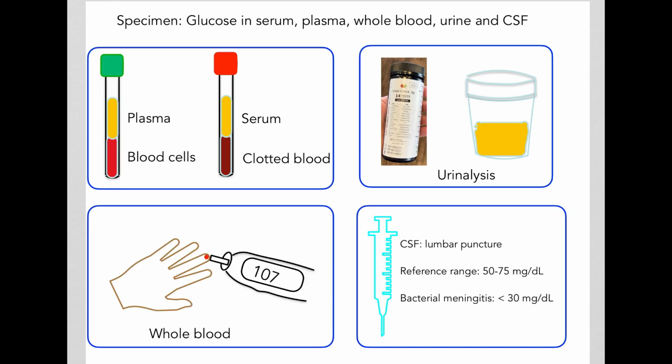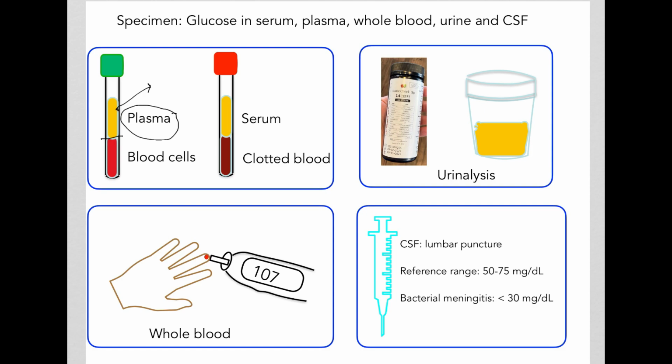A few words about blood glucose analysis. Glucose is measured sometimes in the plasma. In this case, the blood is collected and then simply centrifuged. And when you centrifuge, all the blood cells go to the bottom. Then the top is plasma, and this plasma can be used for glucose analysis.